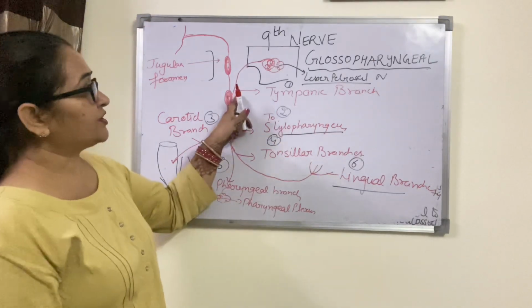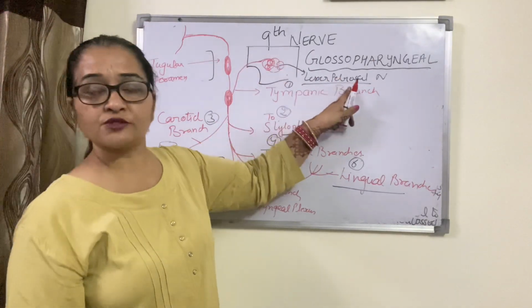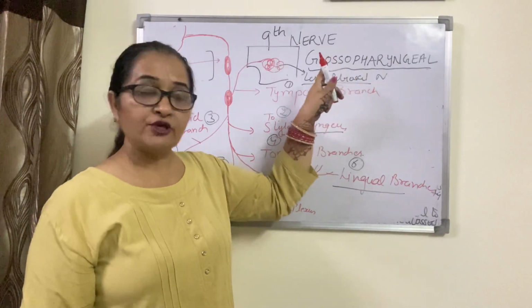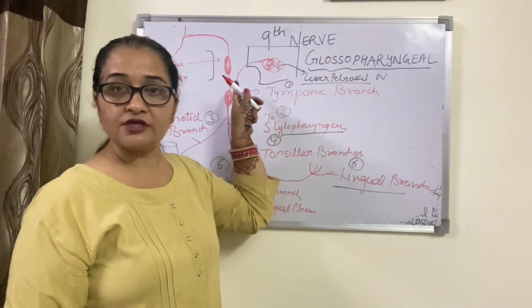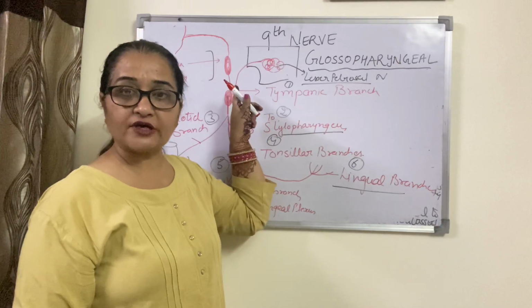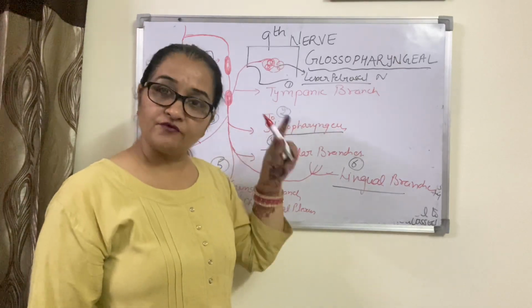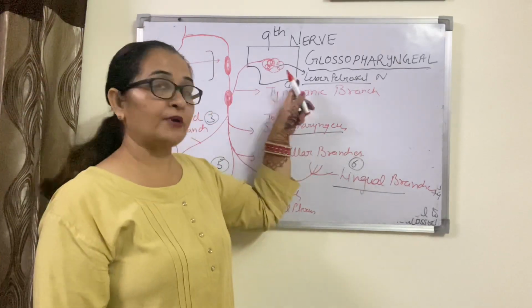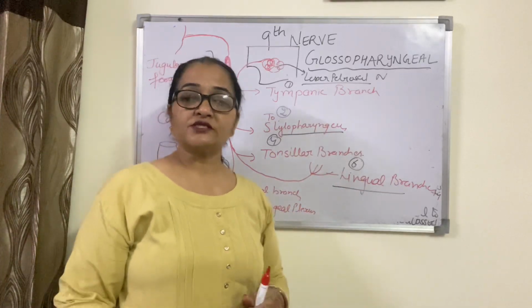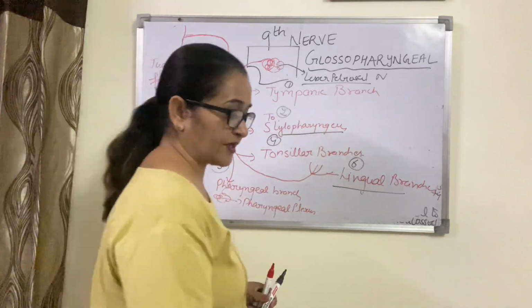As I had told you, the tympanic branch is going to supply the parotid gland. So if the glossopharyngeal nerve is affected, loss of salivation will be there because the branch to the parotid is affected. So these are the important applied aspects of this.